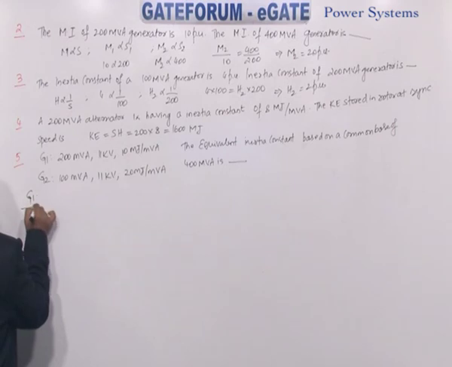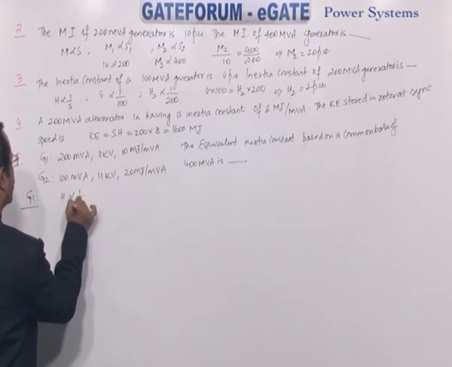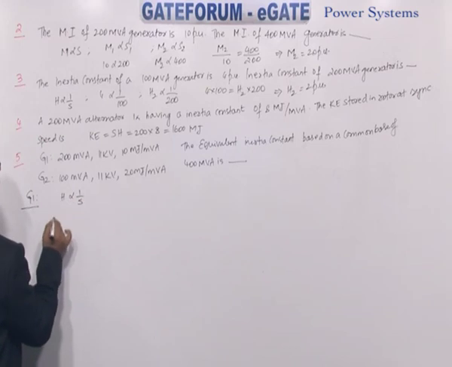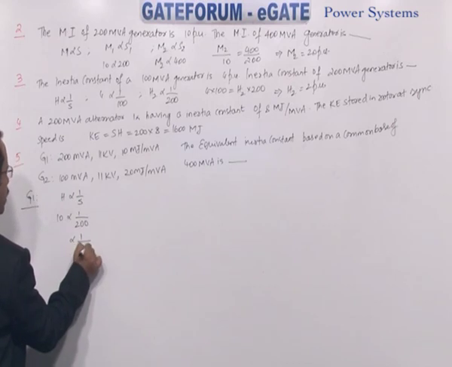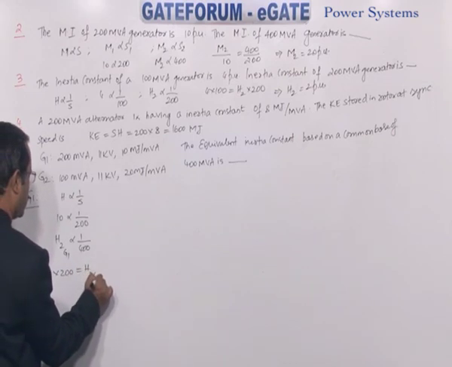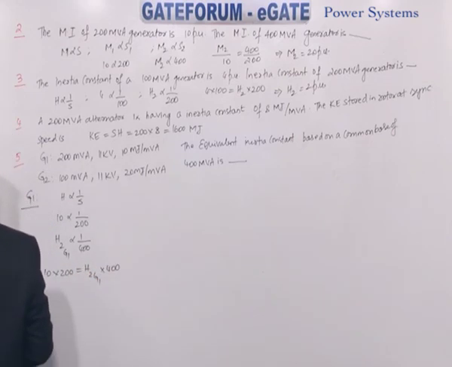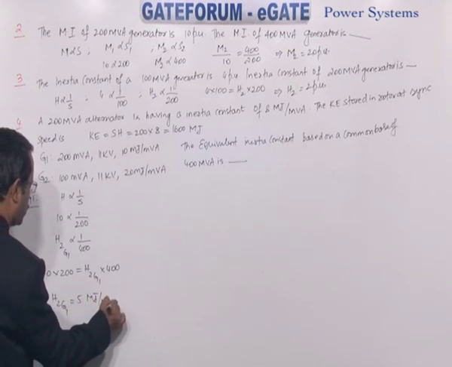First, check for G1 how H and S are related: inversely related. So initially it is given 10, S is 200. With respect to 400, we have to find out for generator G1. So how much do you get? You get 5 megajoules per MVA.